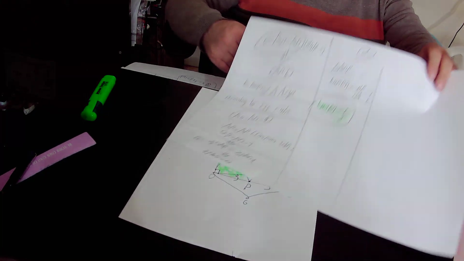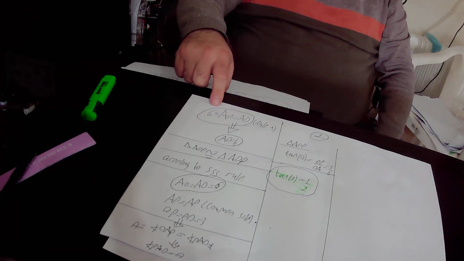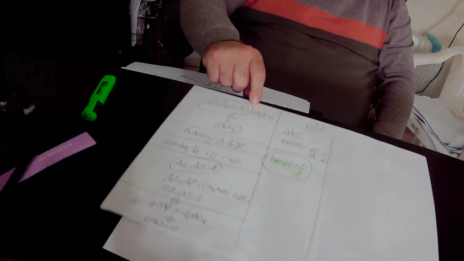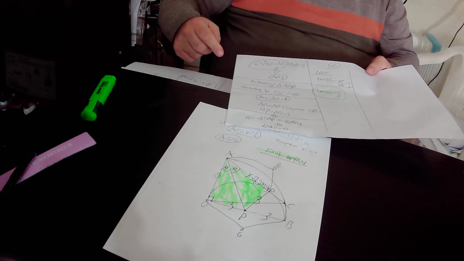But it is given in the question that AO equals 6 units. Here AO equals 6 units, and from this equation 6 equals AO equals AD, we derive that AD is also equal to 6 units.